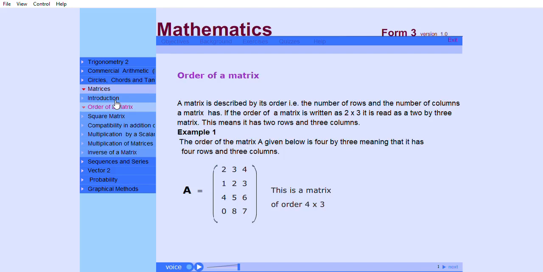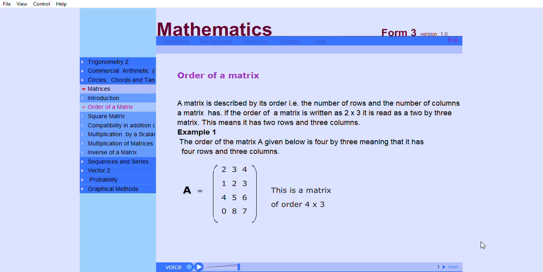Order of a matrix. A matrix is described by its order, that is, the number of rows and the number of columns it has. If the order of a matrix is written as 2 multiplied by 3, it is read as a 2 by 3 matrix. This means it has 2 rows and 3 columns.